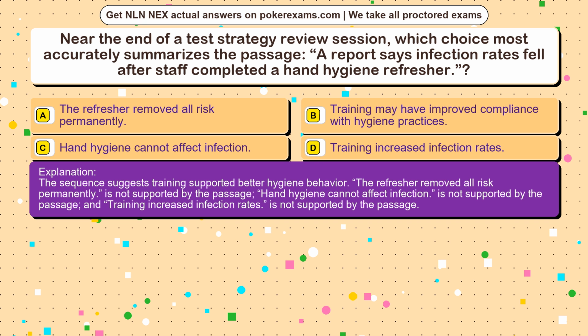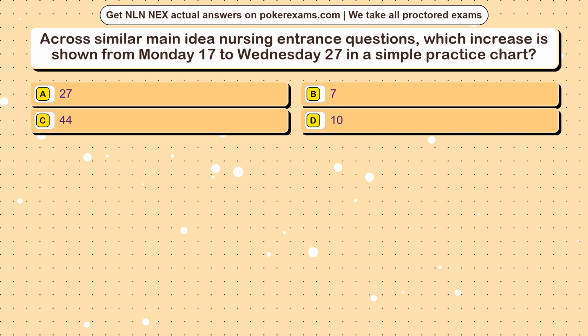Question 20. Across similar main idea nursing entrance questions, which increase is shown from Monday 17 to Wednesday 27 in a simple practice chart? Option A, 27. Option B, 7. Option C, 44. Option D, 10.